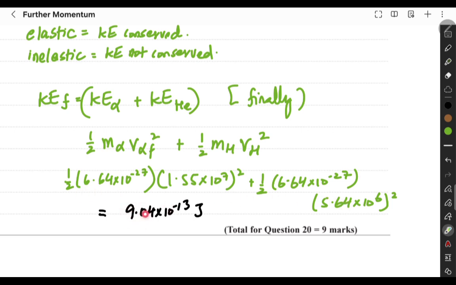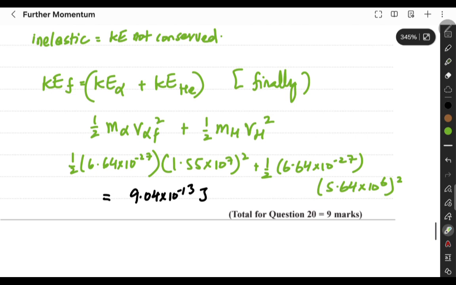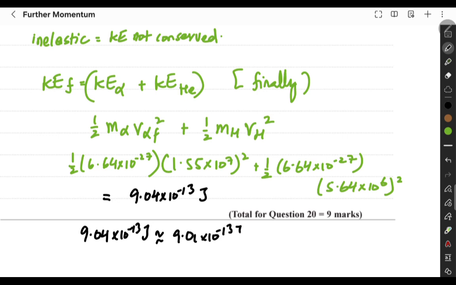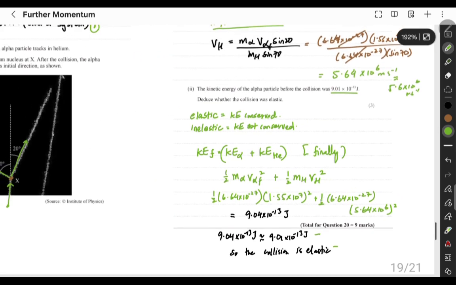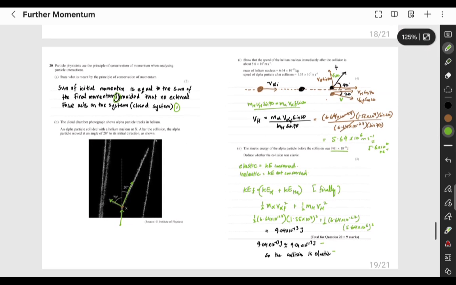I get 9.04 times 10 to the power of minus 13 joules. And 9.04 times 10 to the power of minus 13 joules is approximately 9.01 times 10 to the power of minus 13 joules. And hence we can say the collision is elastic. Remember, the last two are very important if you don't want to lose marks. Okay, so that's going to be the answer to this question. I hope you understood it. Now I'm going to show you the mark scheme and the examiner report.